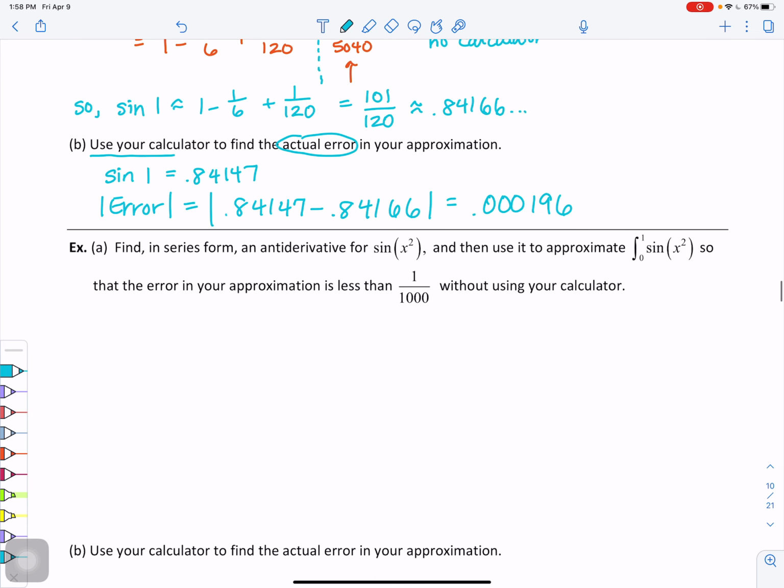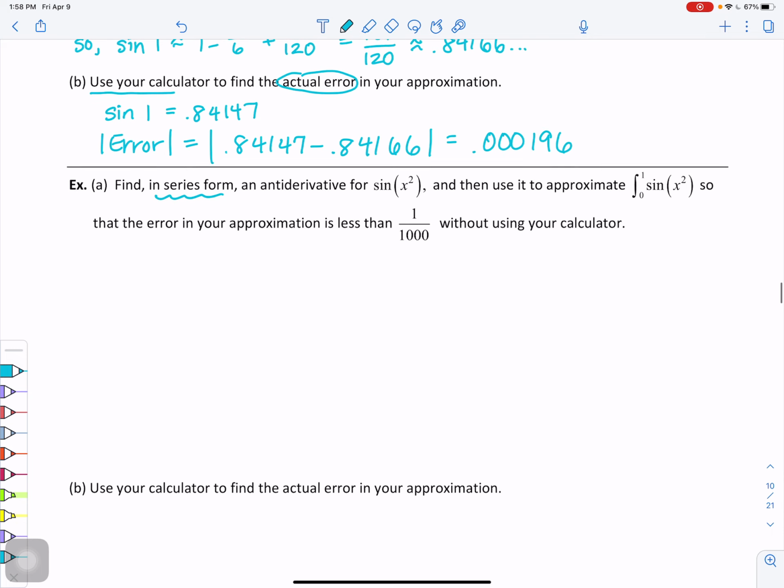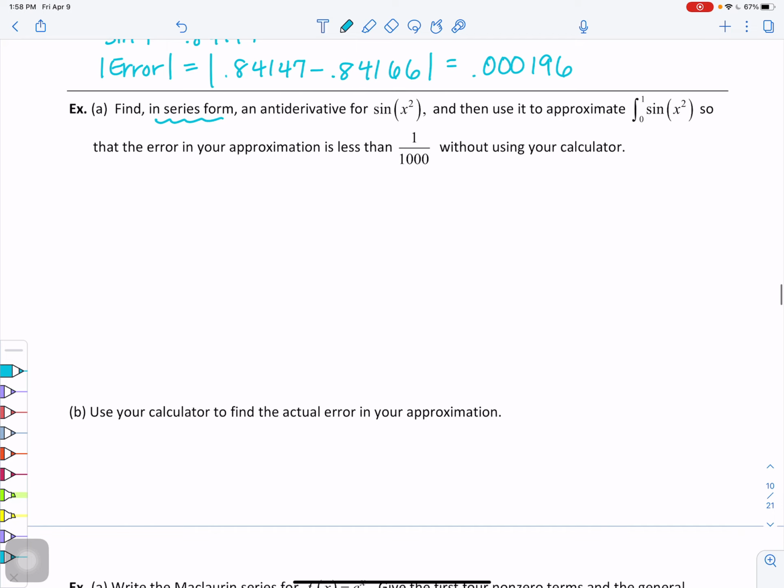Find in series form this time an antiderivative for the sine of x squared, and then use it to approximate the integral from 0 to 1 of the sine of x squared, so that the error in your approximation is less than 1 over 1,000. And this actually says without your calculator. So first things first, let's go ahead and write the sine of x squared.